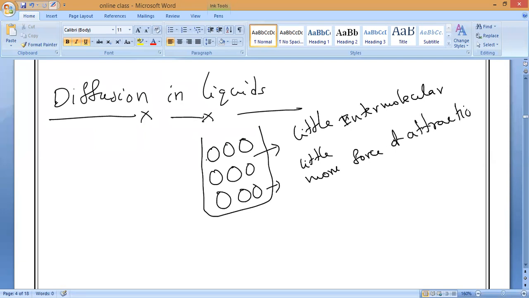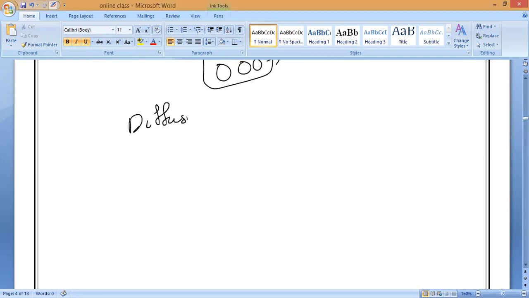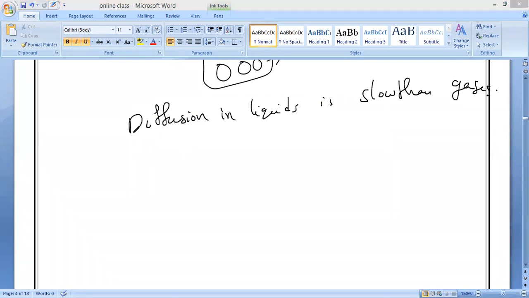So it will take some time to diffuse. Compared to solids it is faster, compared to gases it is slower. Please write: diffusion in liquids is slower than that in gases. Is it okay, everybody? You can take examples.